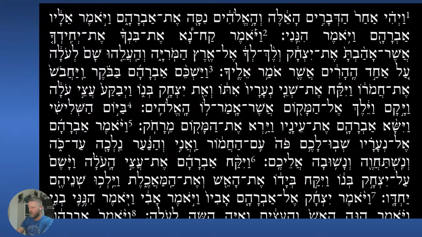Vayomer Avraham el ne'arav, and Abraham said to his slave boys, Shvu lachem po, sit for yourselves here. It means stay here, wait here. Im hachamor, with the donkey. Wait here with the donkey.